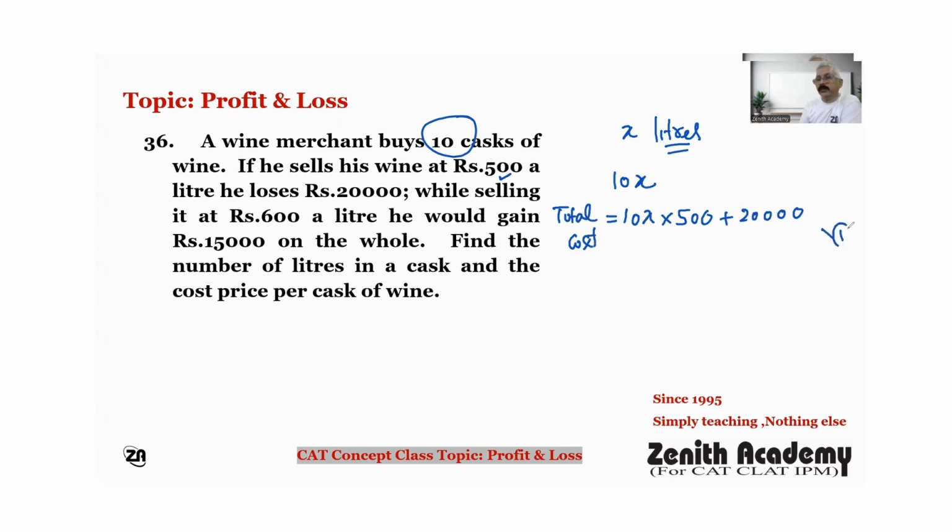This is case 1. In the second case, while selling at rupees 600, the total revenue will be 10x into 600. He would gain 15,000, which means out of this revenue, he is gaining 15,000 rupees. So if you subtract 15,000 rupees, then this will be equal to the total cost.